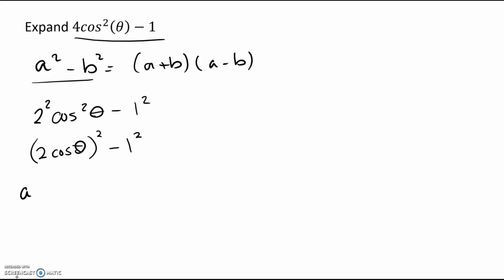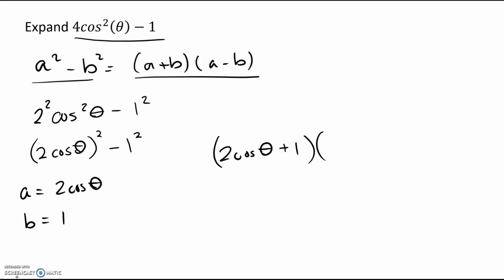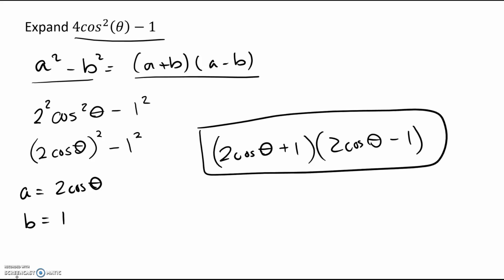Well then now a is the 2 cosine theta and the b is 1. So using this format right here, what I have is 2 cosine theta plus 1 times 2 cosine theta minus 1. And this would be our final answer.